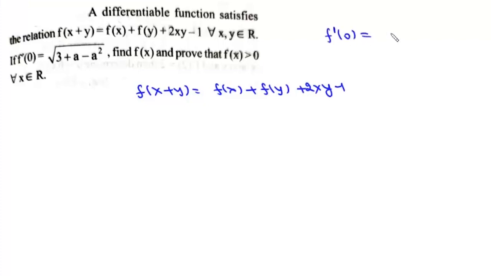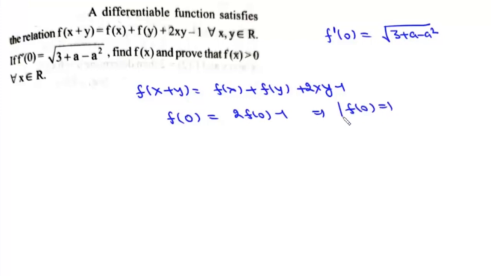Now the question is, a differentiable function satisfies this relation, f(x plus y) is equal to f(x) plus f(y) plus 2xy minus 1 for all x, y belongs to R, and says if f dash 0 is under root of 3 plus a minus a square, find f(x) and prove that f(x) is greater than 0 for all x belongs to R. Now we'll find the value of f(0), and for that we'll put x and y as both 0. So this is f(0), and here will be 2 times f(0) minus 1. So from here we can say the value of f(0) must be 1.